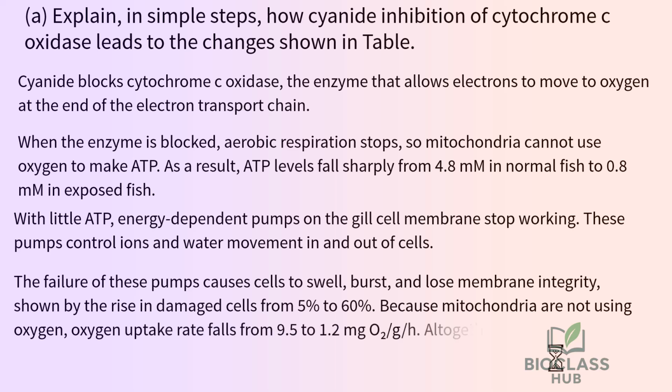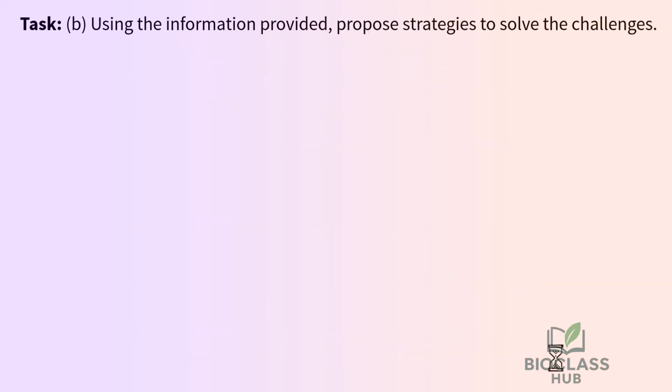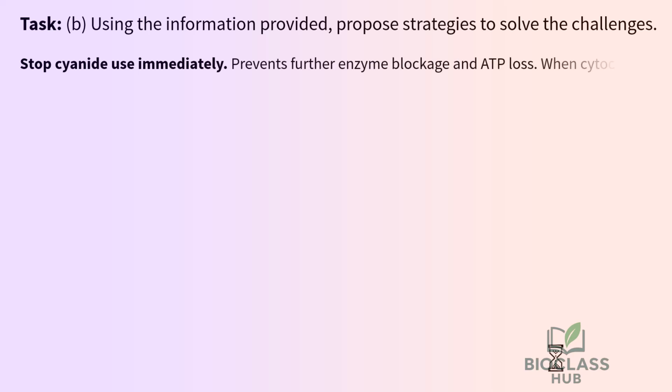Because mitochondria do not use oxygen, oxygen uptake rate falls from 9.5 to 1.2. Altogether, cyanide poisoning stops energy production, damages gill cells, and prevents the fish from breathing properly. Stop cyanide use immediately; this prevents further enzyme blockage and ATP loss.